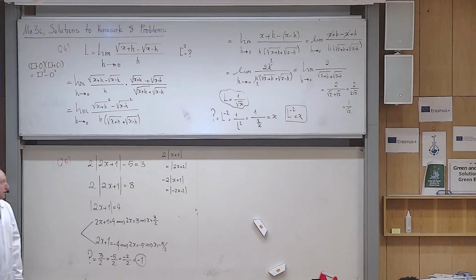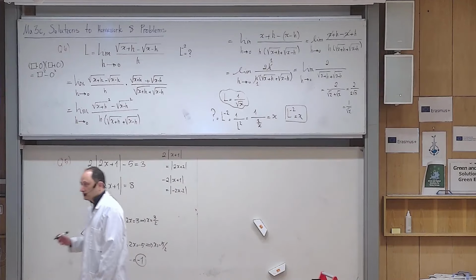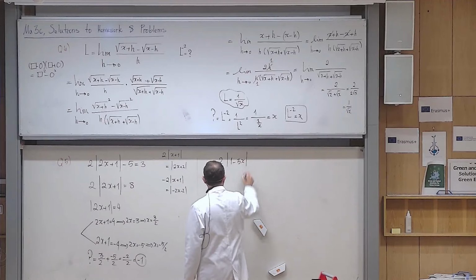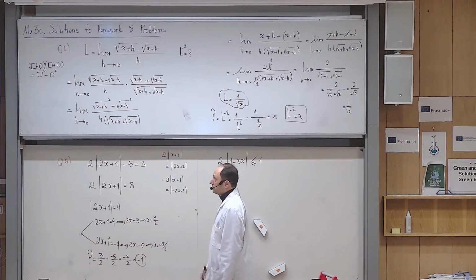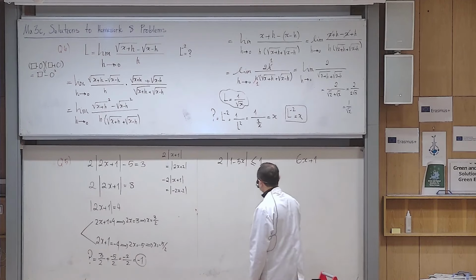Okay, so what is the problem? The problem is 2 times the absolute value of 1 minus 3x, less than or equal to what? Less than or equal to 1. And then I am looking for the integer values that this expression can assume.